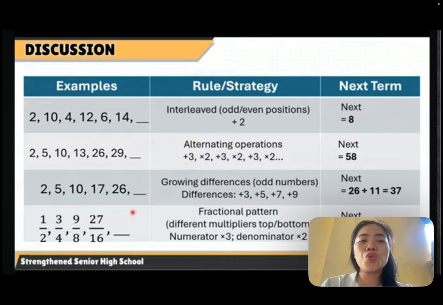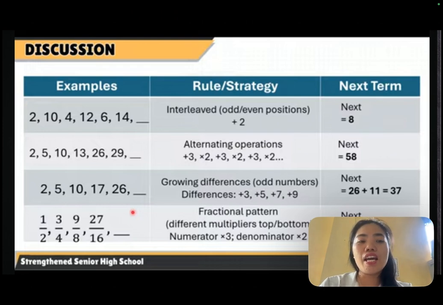Another example: 2, 10, 4, 12, 6, 14. The rule or strategy is to interleave odd and even positions. We have 2, 4, 6, so just add 2. So the next term will be 8. You just interleave the odd and even positions.